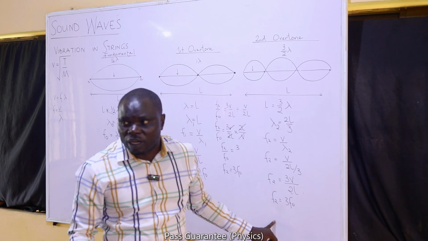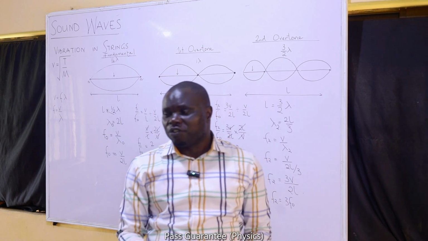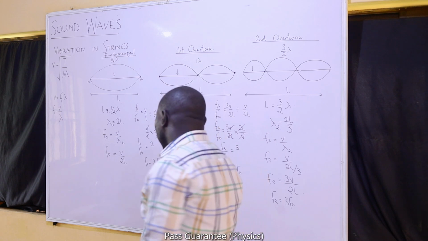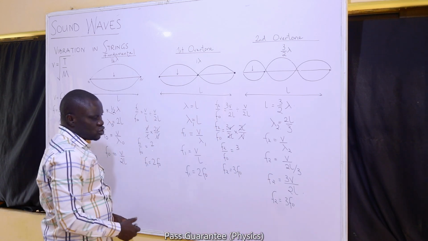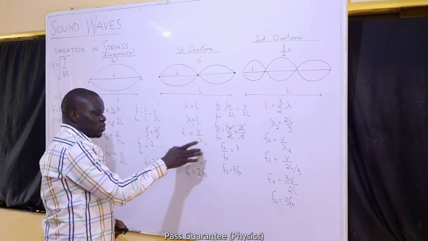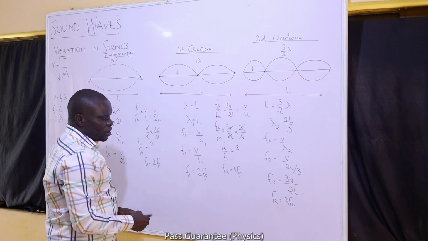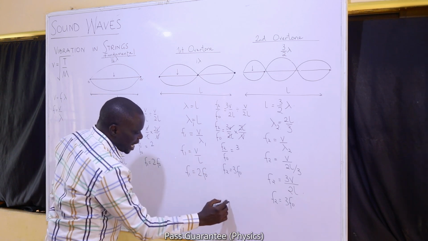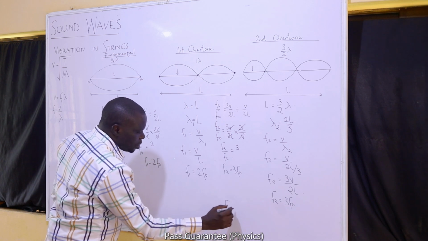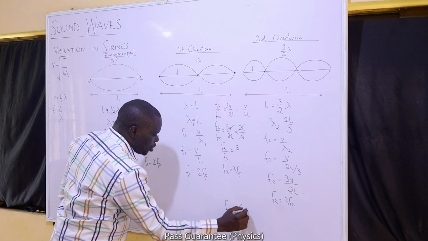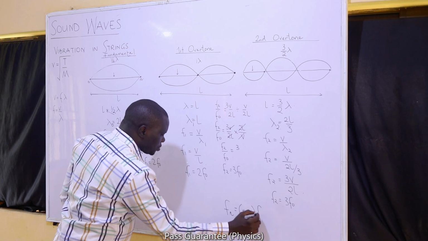I can say that the third overtone will be 4 times F0. The fifth overtone will be 5 times F0. So the number that you are using to multiply F0 to get the particular frequency of the overtone, I can generalize it as the frequency of any overtone must be (n plus 1) F0.